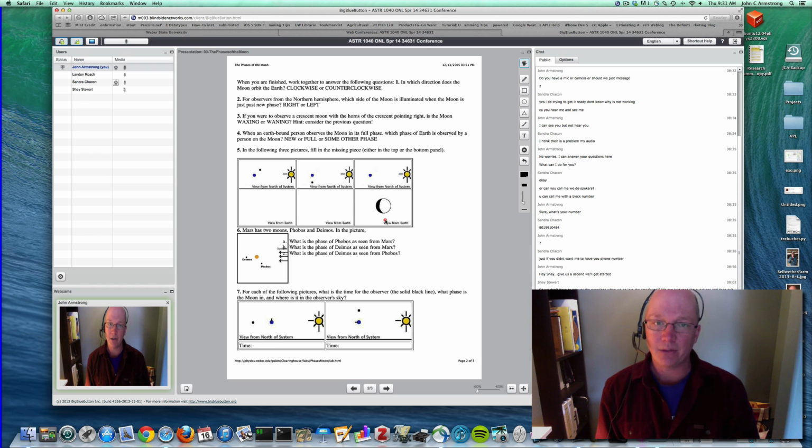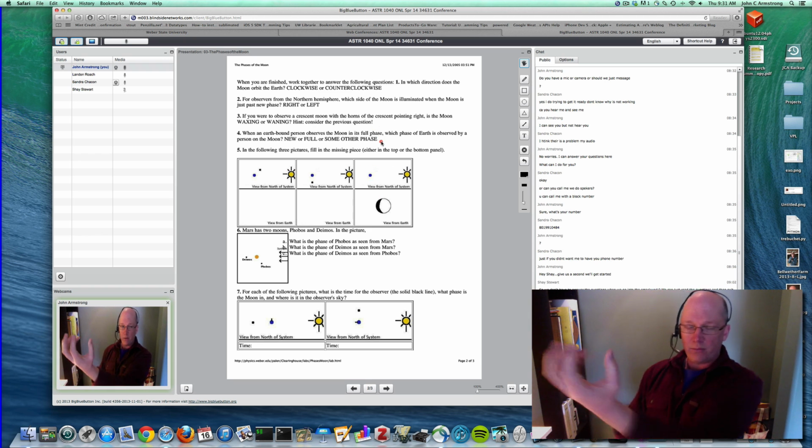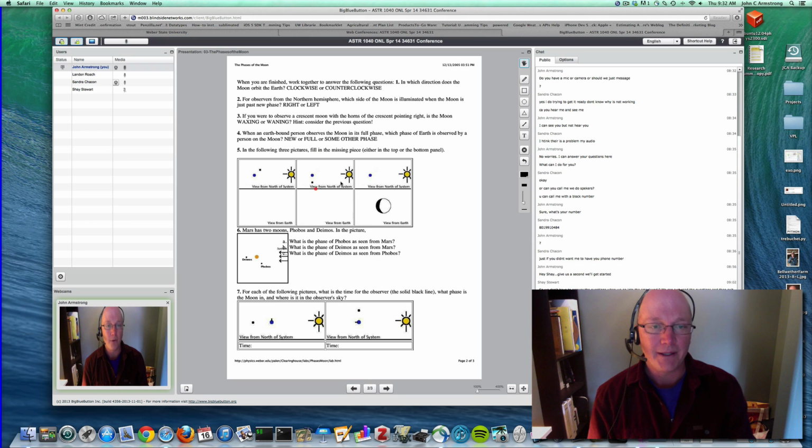So you can match that back to your previous page, or you can do the dance again, do the model, and see where it is. For this one, I've got the Earth-Moon system, and I need to figure out what it looks like from the Earth. And same thing here. And then we have you go to Mars and do something similar.